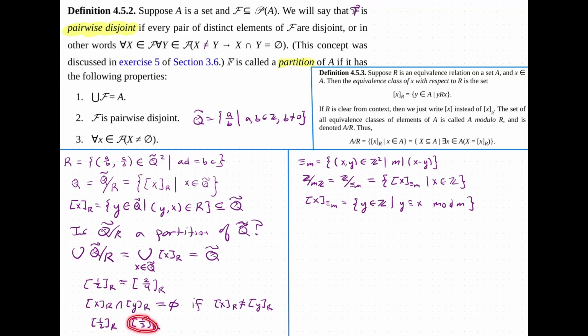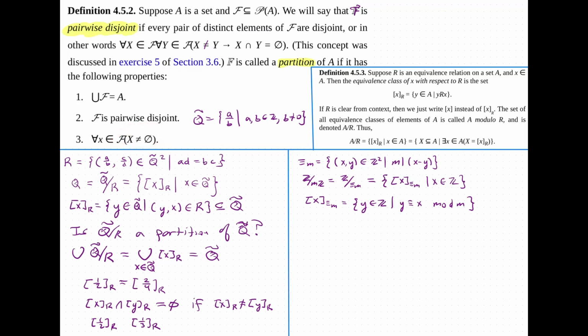If we take 1/3, that's going to be the set of all elements that are equal to 1/3. And so we're going to have 1/3, 2/6, 3/9, so on and so forth. The elements of the equivalence class of 1/2 and the equivalence class of 1/3 are going to be disjoint. And lastly, these are all going to be non-empty.